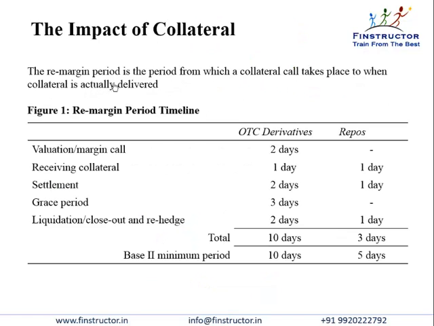A very important concept is that of the remargin period. So this is the period from which a collateral call takes place to when the collateral is actually delivered. Now, we can imagine that if we place a call today, the collateral will not come to us instantly. There will be some minimum period, 2-3 days, 5 days, within which the counterparty will source the collateral and provide us the collateral. So the remargin period can be from 5 days to 10 days to 15 days, depending on the various circumstances and depending on various factors.